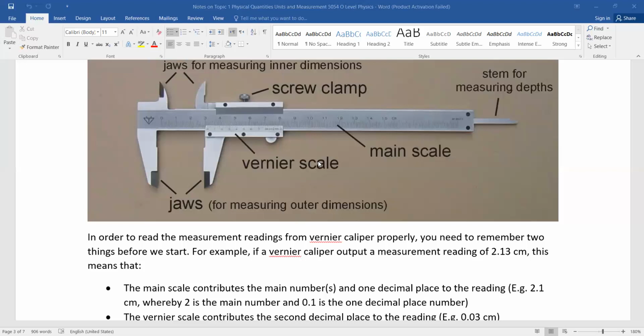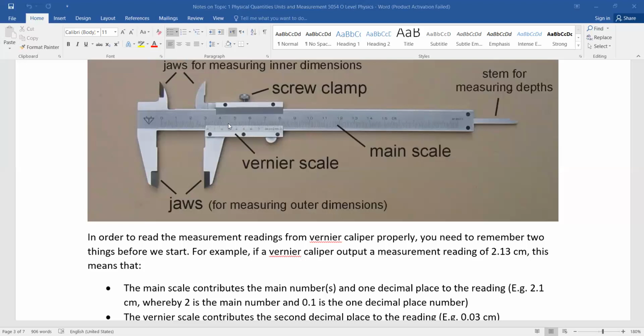Then next one is the vernier scale, right? Vernier scale. Look, this one is the main scale. This main scale is given in centimeter. And the vernier scale, we have to take only the numbers, not any centimeter here, right? Only we have to take the numbers.